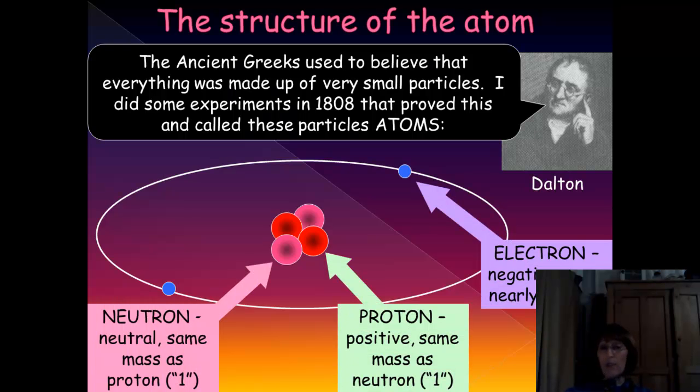The electrons are negative, they orbit the nucleus. The protons are positive. They're found inside the nucleus, and the neutrons are neutral. They have no charge, and they're also found inside the nucleus. The electron is so light, it's almost massless, so we ignore the mass of the electron when we're talking about how heavy an atom is.